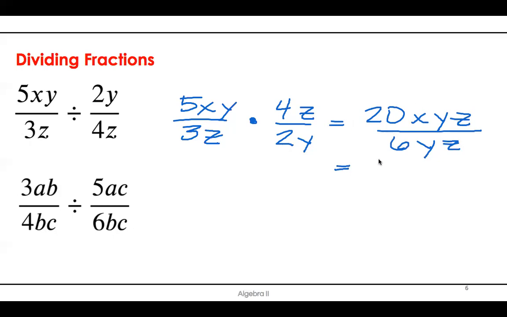2 goes into 20 10 times. 2 goes into 6 3 times. These two y's cancel for 1, so I have an x. And these two z's cancel, so also a 1. So then all I have is 20x over 3. I'm sorry, 10x over 3.